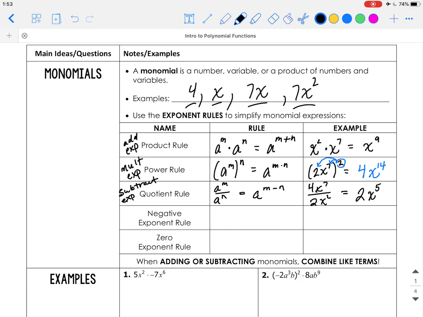Okay, so let's talk about this negative exponent rule. If you had me in Algebra 1, you probably remember the jump, the line, and change the sign.